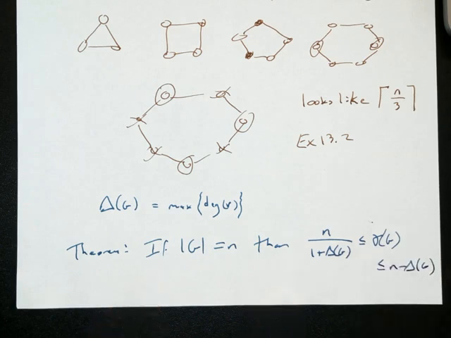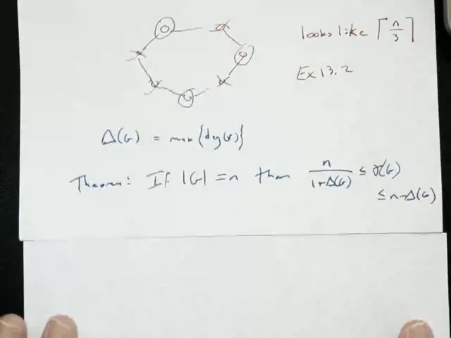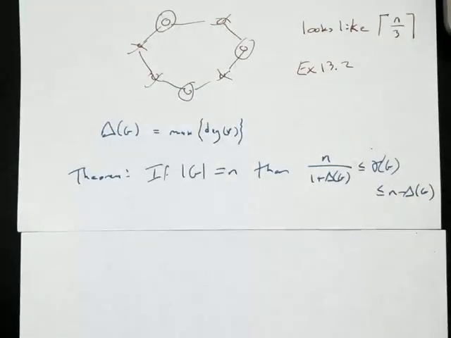Not only does delta of G give me a lower bound for the domination number, it helps give me an upper bound for the domination number: n minus delta of G. Wait a minute. Why would that upper bound work? This is straightforward enough. I'm going to prove it.